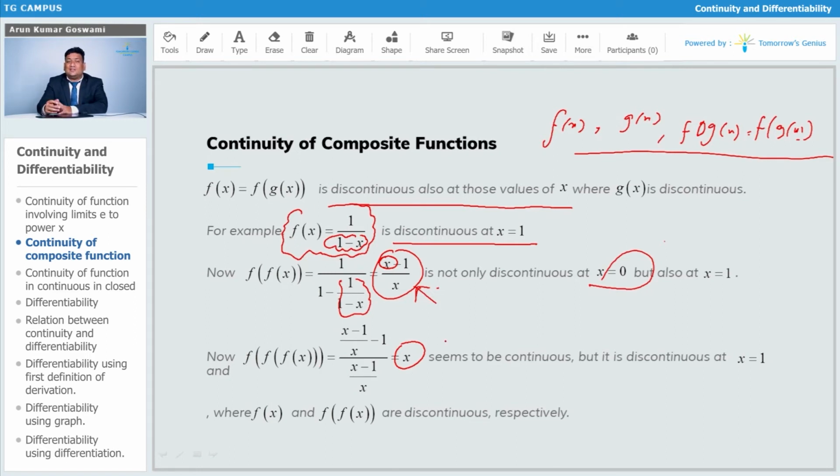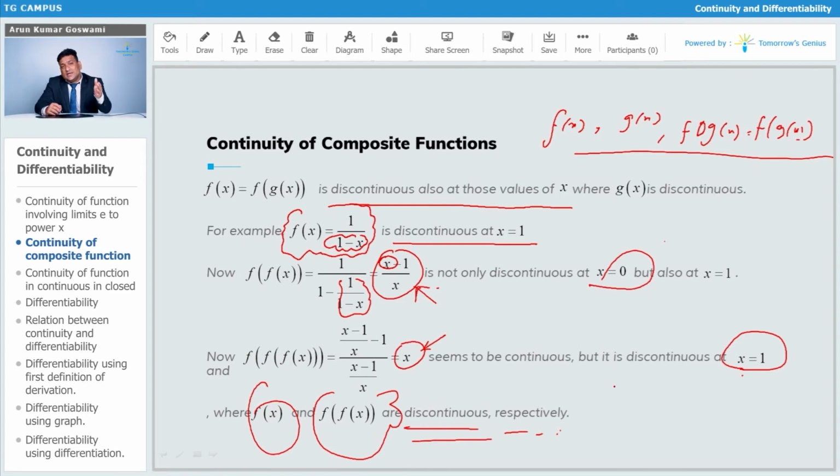So it is a slightly bigger expression. It seems to be continuous because x seems to be continuous, but we know it is already discontinuous at x equal to 1. So at x equal to 1 it is discontinuous. It means we can say that f(f(x)) and f(f(f(x))) are also discontinuous at x equal to 1. Please be careful about that. My composite function will always be discontinuous at all the values where g(x) is discontinuous.